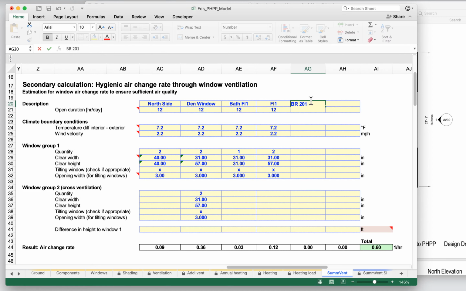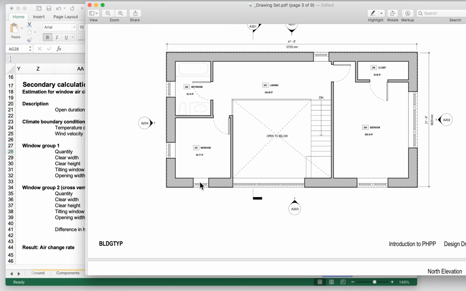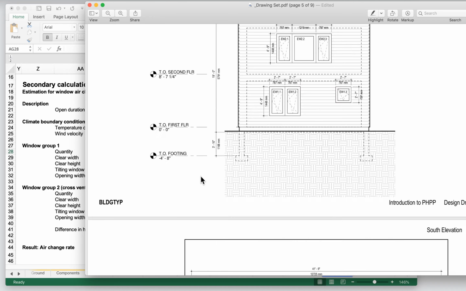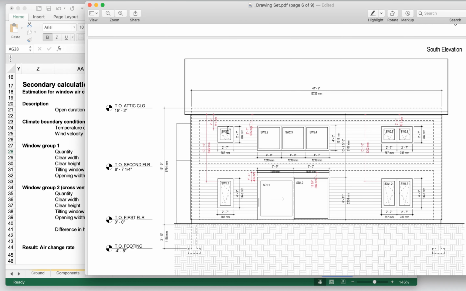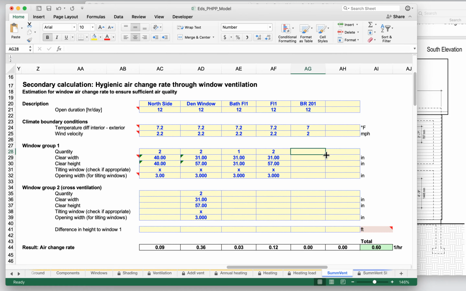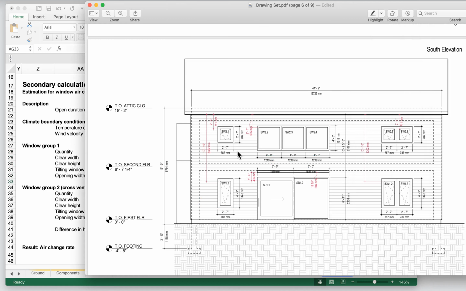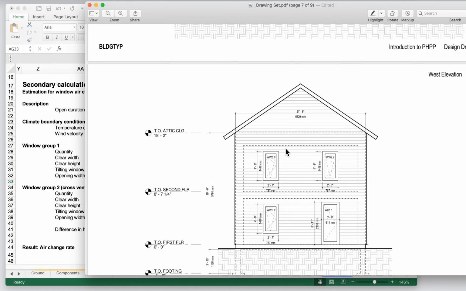Bedroom 201. Let's say these are open 12 hours a day and 2.2. Okay, so bedroom 1. We've got a window here and a window here. Let's do the south window first. We've got this little one, 27 by 27, and one at 31 by 31. It is a tilt window, so 3-inch opening width. And this one is opposed by the west window.